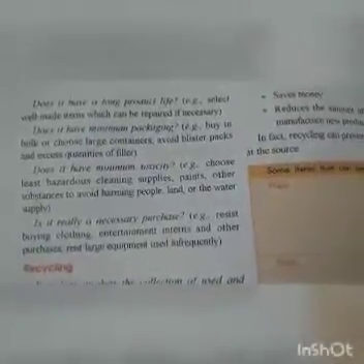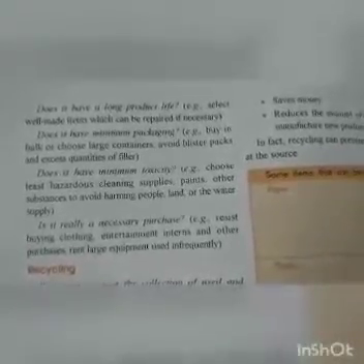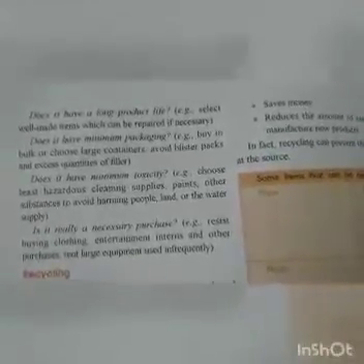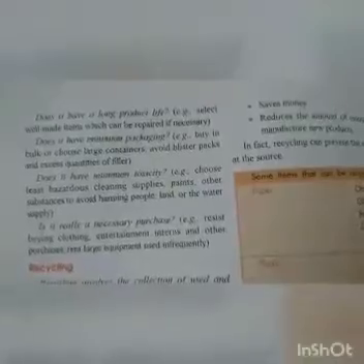As I told you, select well made items which can be repaired if necessary. We need to select only those items which are long lasting, as well as which could be repaired if necessary, right? So buy in bulk or choose large containers. Avoid blister packs or excess quantities of filler. That means instead of buying 1 kg or 2 kgs of potatoes, we need to buy 10 kgs or 20 kgs at a time, right? So that will lessen the packaging, or it has minimum packaging. It's written there. So buy in bulk, or choose large containers. Avoid blister packs and excess quantities of filler, because that could create a lot of pollution and a lot of waste material.